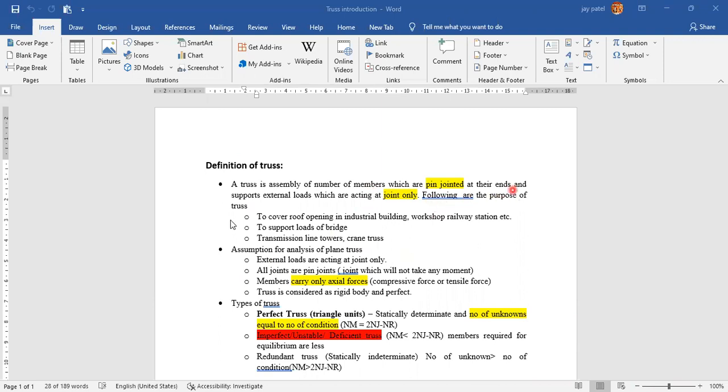Now what is the purpose of the truss? To cover the roof opening in an industrial building, workshop, railway stations, etc. To support the load of a bridge, transmission line, tower, crane truss. So these are some of the applications of the truss.